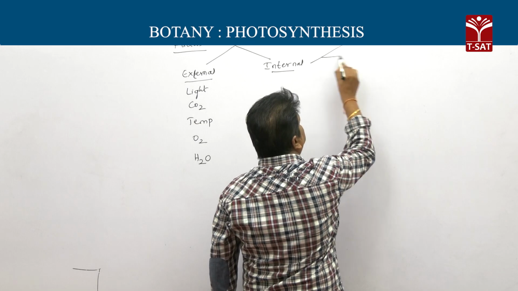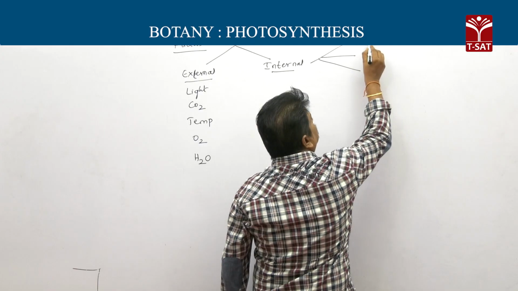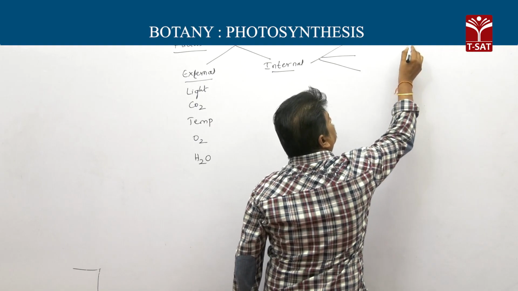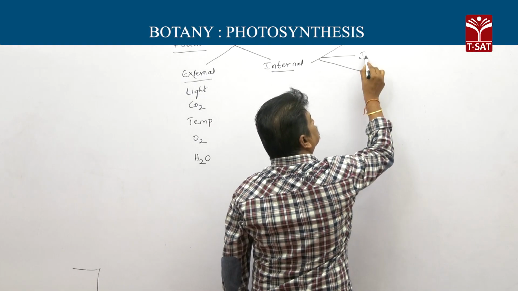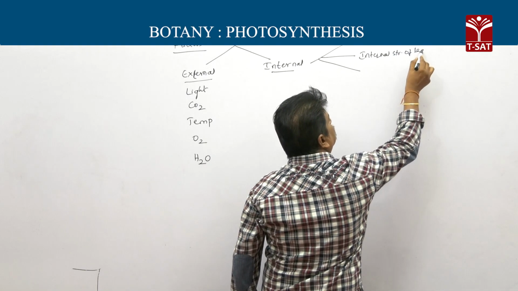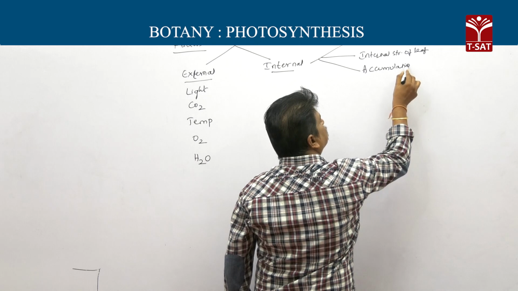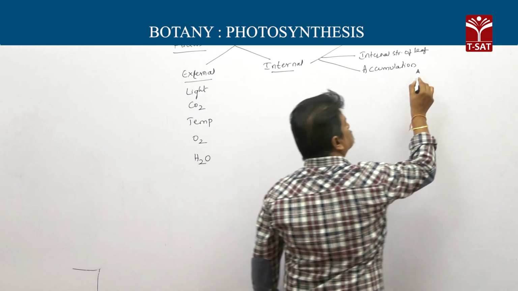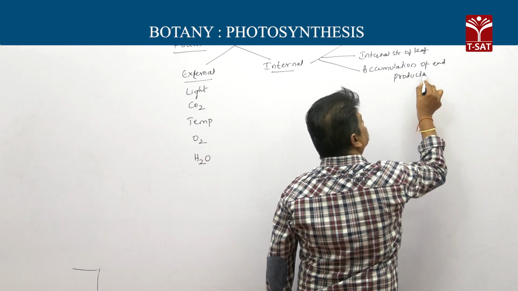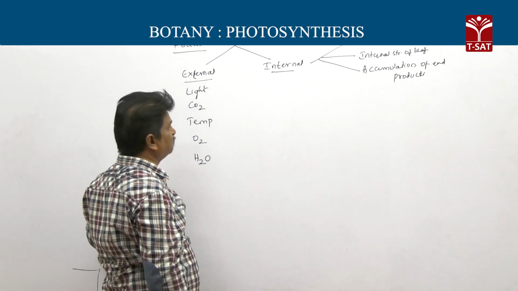Internal factors include chlorophyll content, then internal structure of leaf, then accumulation of end products. So, first one, light.